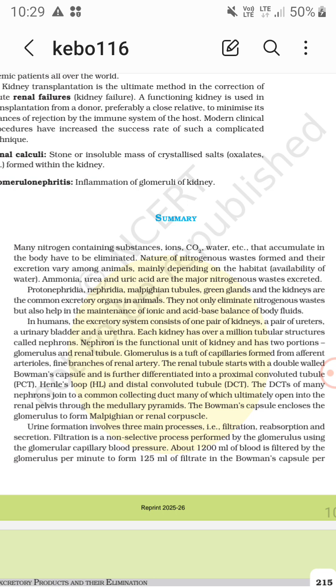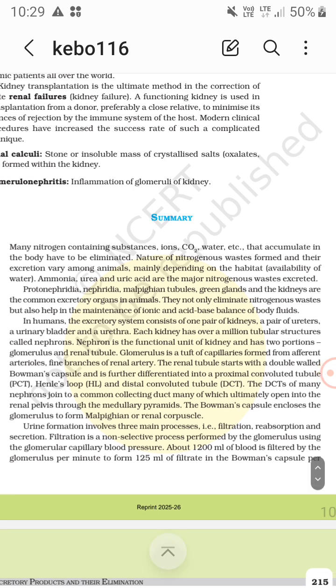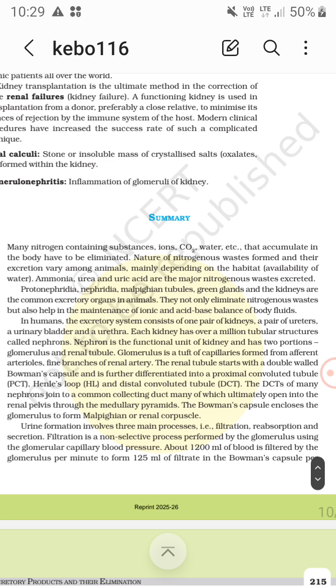Okay, so the nephron is a functional unit of the kidney and has two portions, the glomerulus and the renal tubule. The glomerulus is a tuft of capillaries formed from afferent arterioles, fine branches of the renal artery. Now the renal tubule starts with the double walled Bowman's capsule.